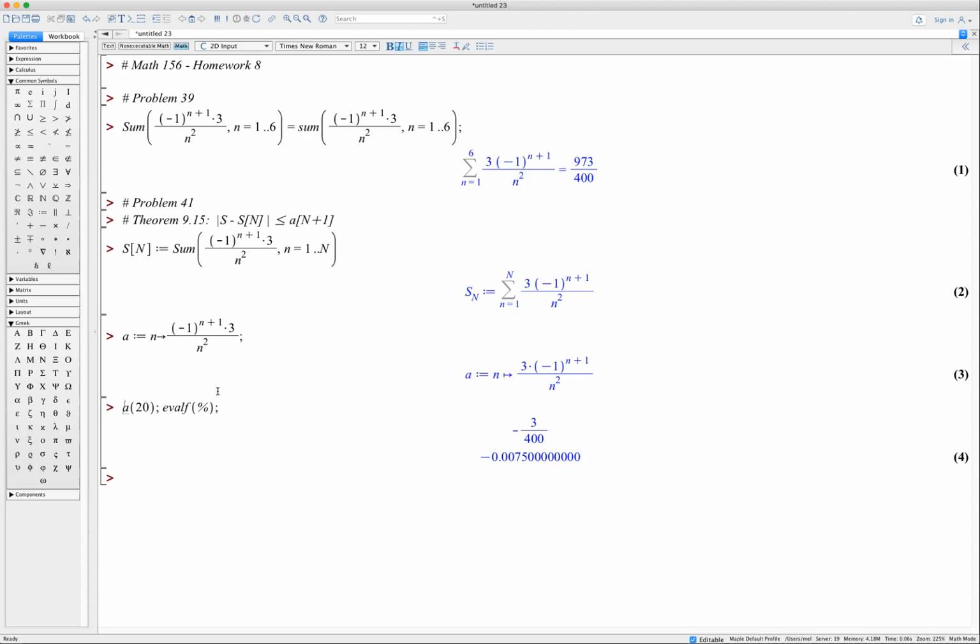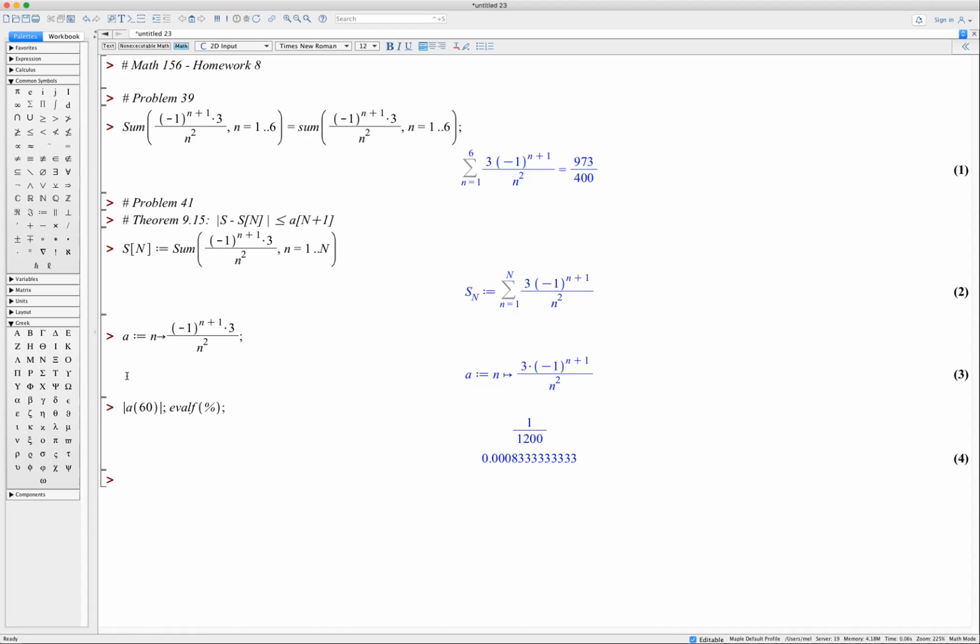What I really want is the absolute value of this. So let me see what happens if I put in absolute value signs. So this is 0.0075. This is not less than 0.001. So let me just try a few other numbers and see what happens. If I let n equal 30, it still is a little bit too big. Suppose I make this 40, still is bigger than 0.001. Suppose I make this 50, still is bigger. 60, well, all right.